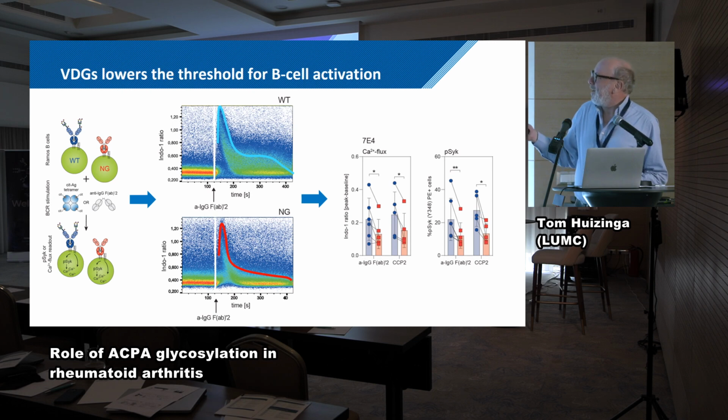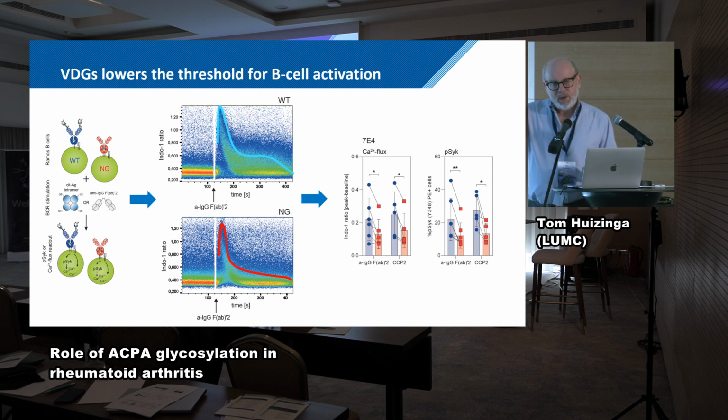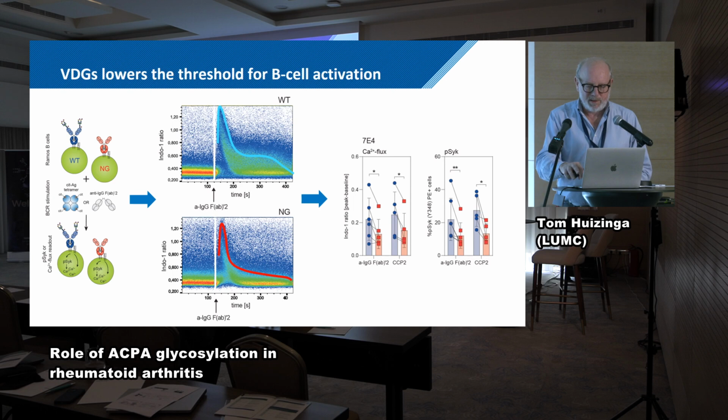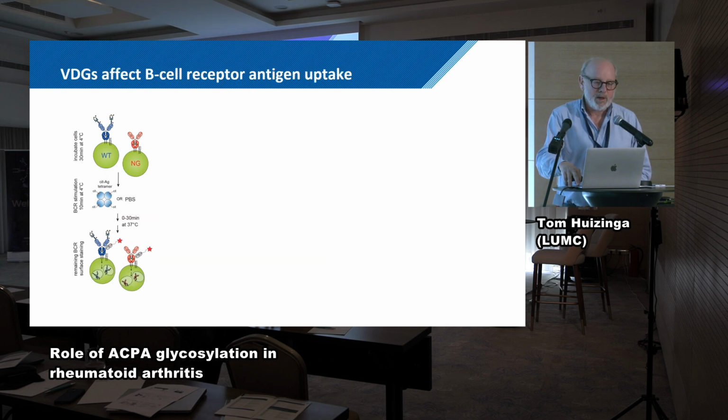And here you see Syk phosphorylation, and you can see exactly the same, whether you give antigen or you give a Fab fragment. You can see that the blue column is different from the red column over here. So showing that if you trigger this Ramos cell line with a human ACPA in it, with sugar or without the sugar, both the calcium fluxes and the Syk phosphorylation are actually different. So that's an important issue to see.